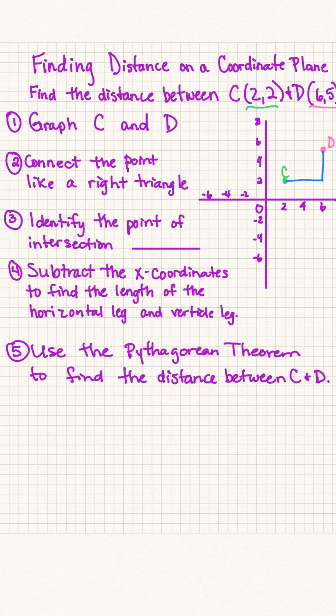Identify the point of intersection. So this is where it intersects. So that means 6 is the x. And then how many up? 2 up. So this is the point of intersection, (6, 2). Subtract the x coordinates to find the length of the horizontal leg, and the y coordinates for the vertical leg.